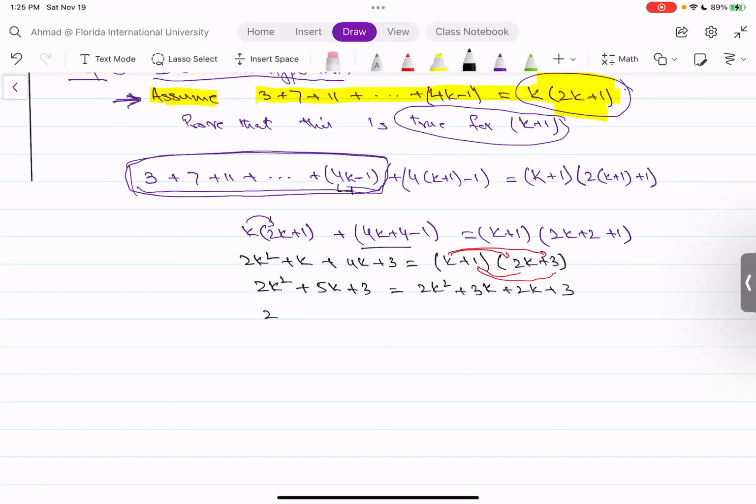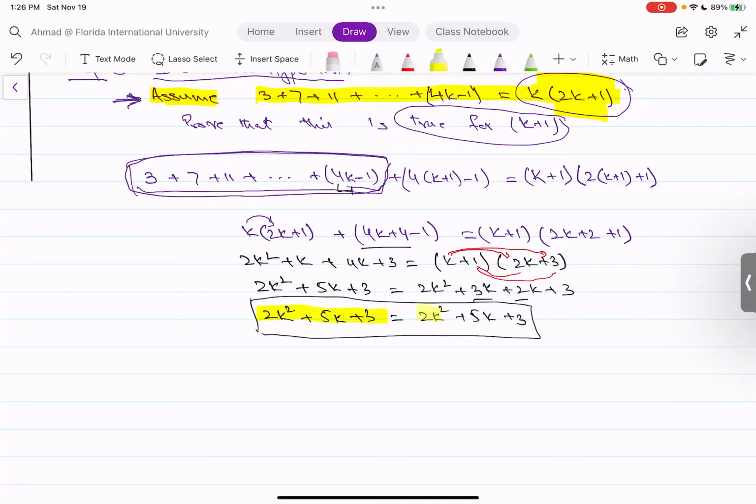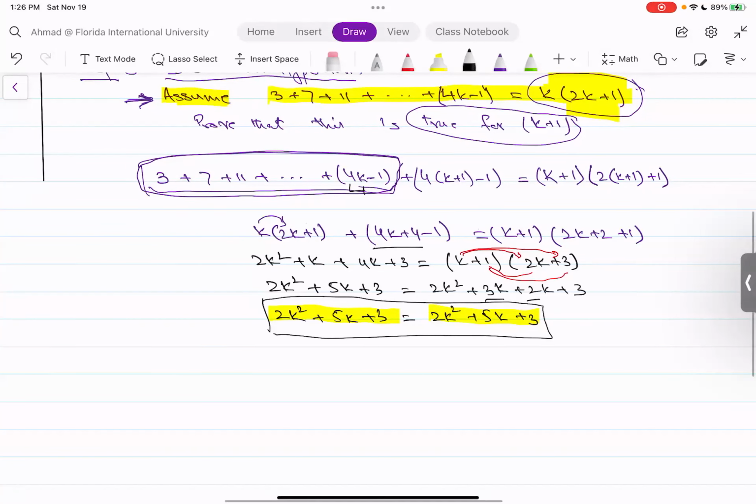So let's simplify this one. This is going to be 2k square plus 5k plus 3 is equal to 2k square, 3k and 2k is going to be plus 5k plus 3. So it turns out that we have proved that the left-hand side is equivalent to the right-hand side. If the left-hand side is equivalent to the right-hand side, that means we have proved our induction hypothesis, right?